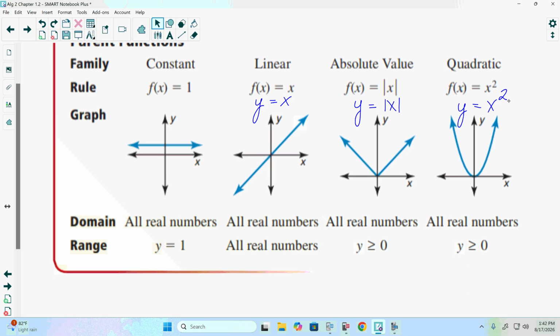Questions over these three parents? They're not the only parent functions. We have cubics, quartics, radicals, rational. Each and every type of equation has its parent function, its most basic form. But the main three we're going to look at is linear, absolute value, and quadratic.